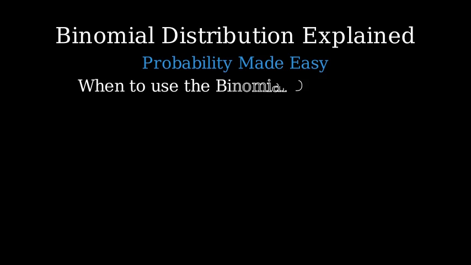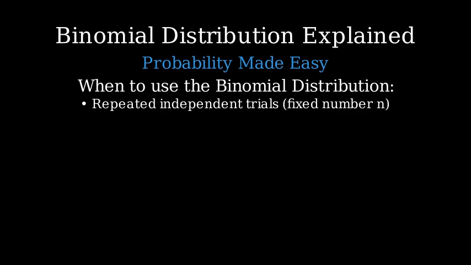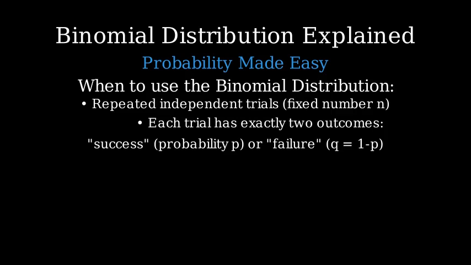The binomial distribution is applicable when we have repeated independent trials with exactly two outcomes for each trial. We need to have a fixed number of trials, which we denote as n. Each trial must have exactly two possible outcomes: success with probability p, or failure with probability q, where q equals 1 minus p. Let's define the binomial distribution.